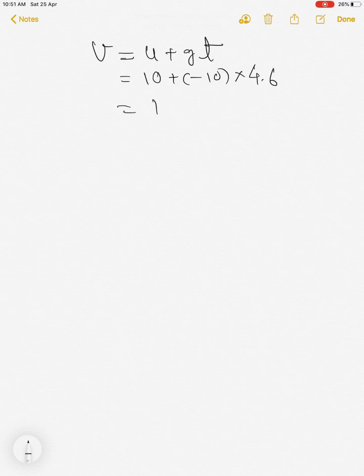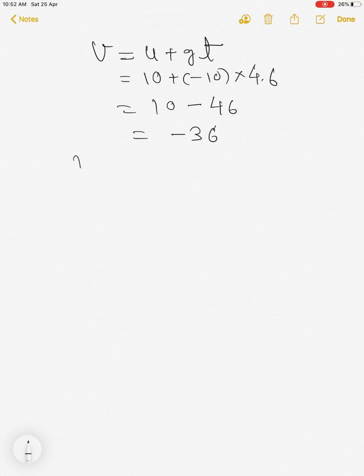And the velocity by which it will strike the ground, we will find by the first equation of motion, v is equal to u plus gt. Here u is 10 and g, because it is downward, we will take negative 10 meter per second square, and t we have found 4.6. It will be 10 minus 46, it will be minus 36. Negative is coming. It means the final velocity is in downward direction.